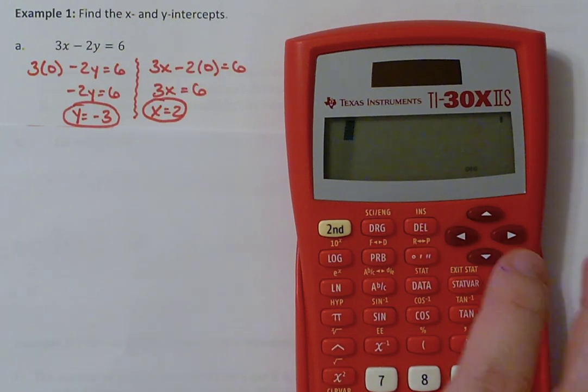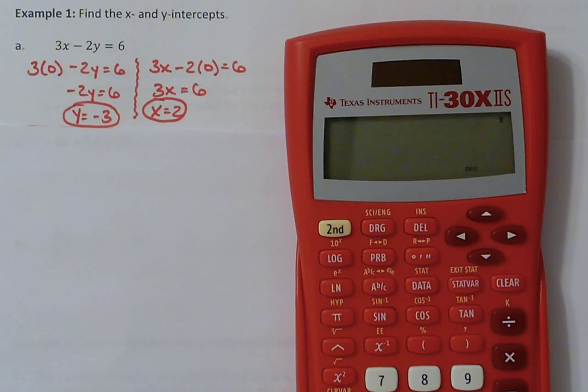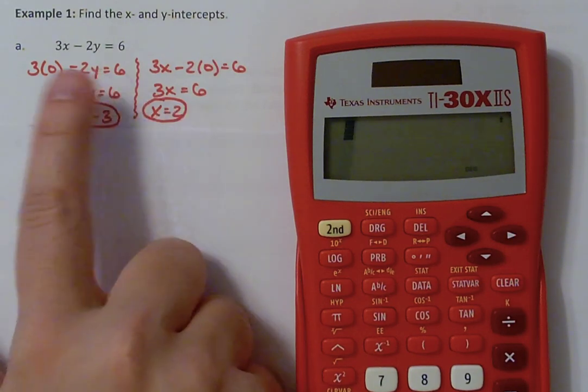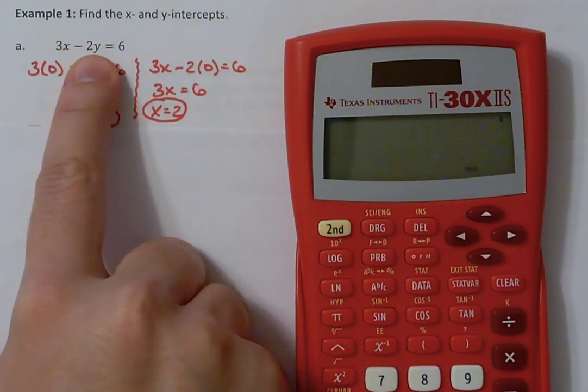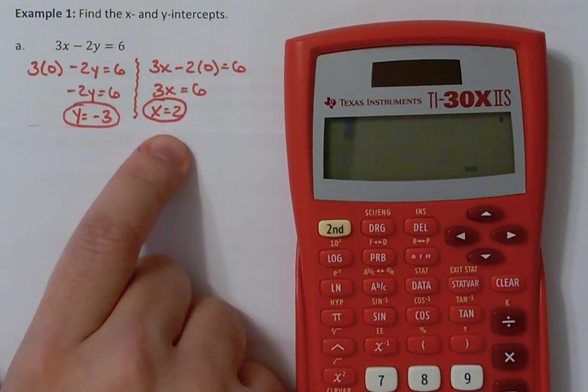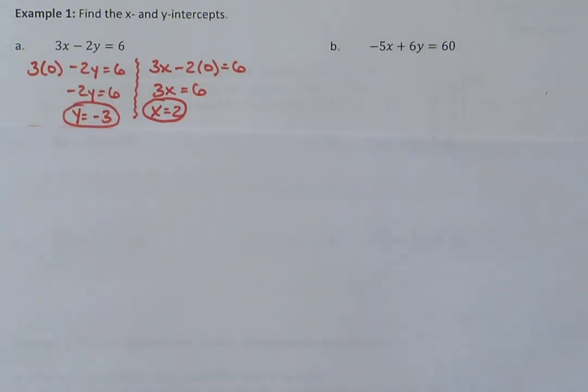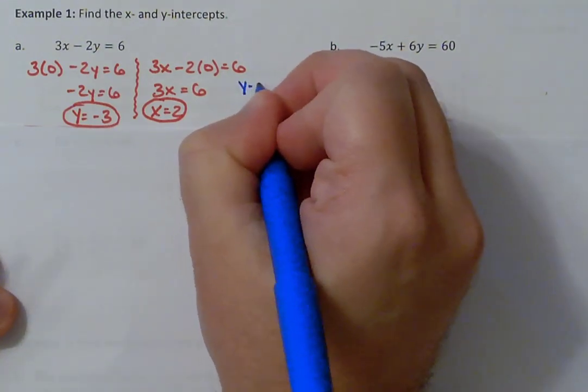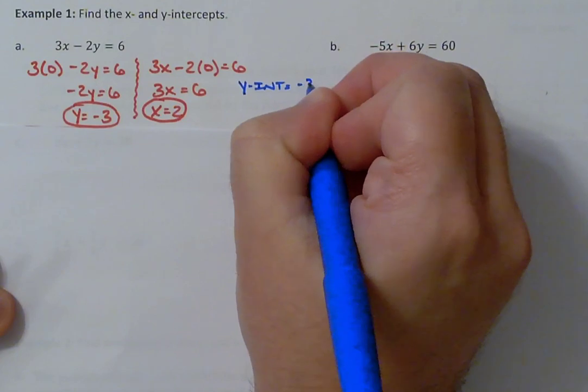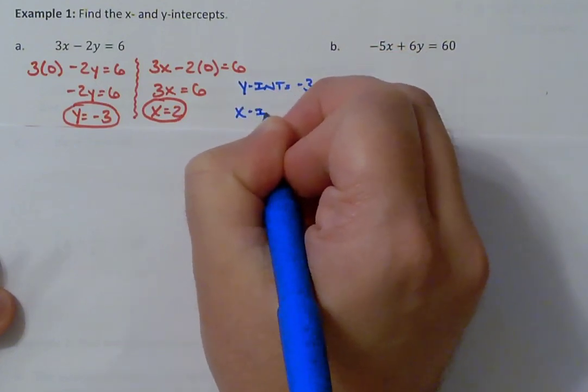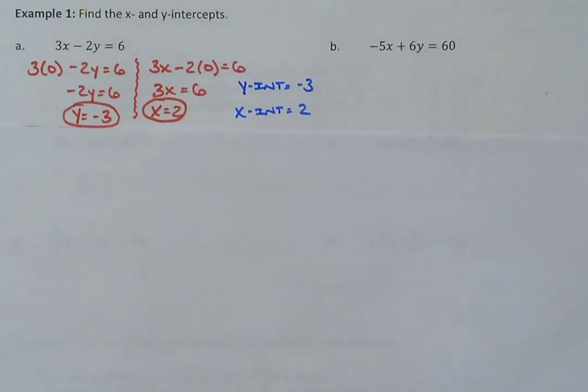Now, that is all well and good, but there is a way that we can remove one of these steps, and that's by plugging in 0. So we can kind of take that step out. This is a little bit of a shortcut, but just know if you feel comfortable with plugging in 0 for x and then 0 for y to get y and x, then you're all good to go. So my y-intercept is -3 and my x-intercept is at 2. So that is all that I would have to do for part A, and that's our answer for example 1A.